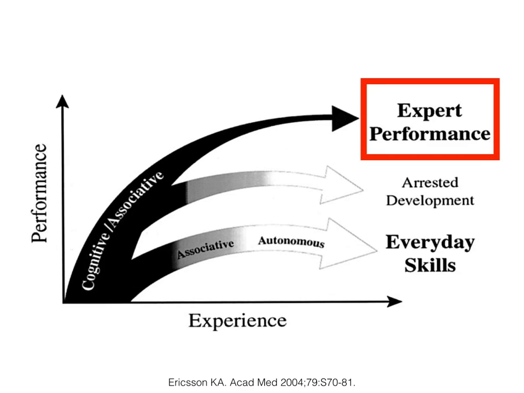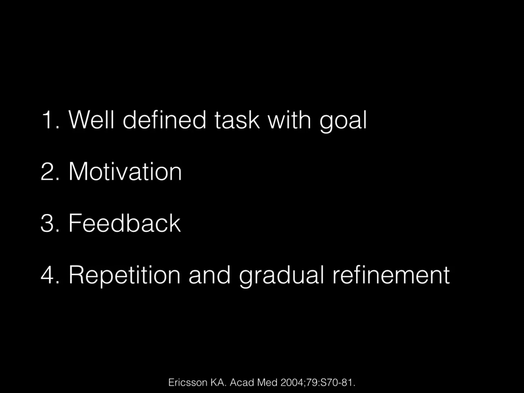We're not Mario Andretti. So to reach that level, you need a well-defined task with a specific goal. You need to be motivated, you need feedback, and you need repetition and gradual refinement to get there. And that is what we term deliberate practice, and that's part of it. This is where it began. You need deliberate practice to reach that expert level.